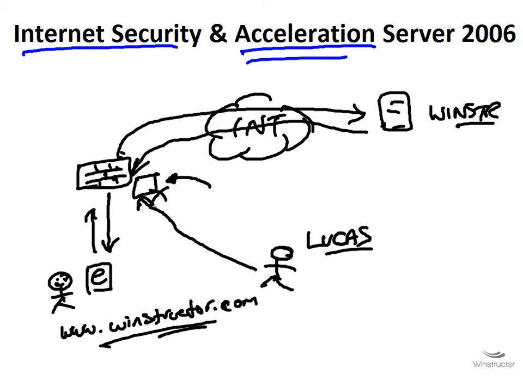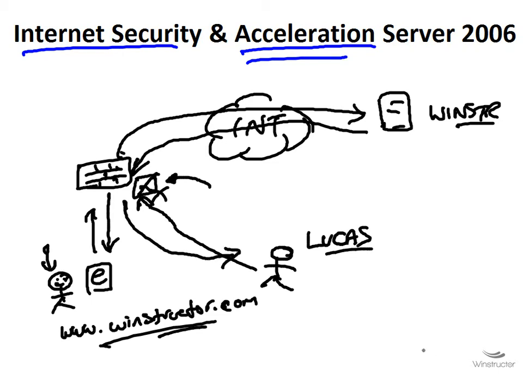server. The first thing the ISA server is going to do is check its cache here to see if it has a copy of the page that Lucas has just requested. Now this time, the ISIS server discovers that it does in fact have a recent copy of the default page because this user here went there a moment ago.